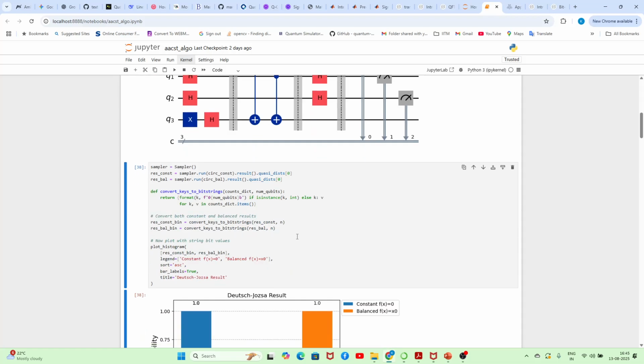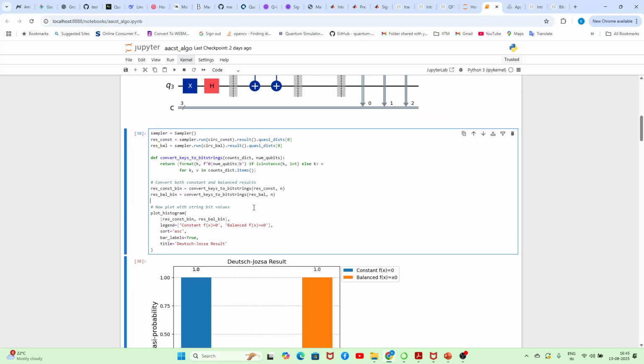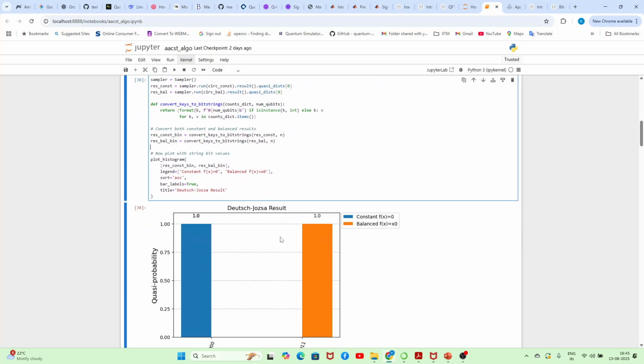This circuit has come now. While running, I'm running both the things separately, but for plotting, I'm putting the answers together. You can see here, I'm running twice and then converting into bits, because it will normally come as 0, 1, 2, 3 like that.